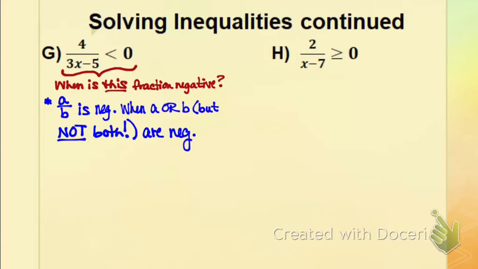Is there any way that that numerator can be a negative number? No, that numerator is a constant. So 4 is a positive constant. So if this fraction is negative, where is that negative happening at? The denominator. So the denominator must be negative.